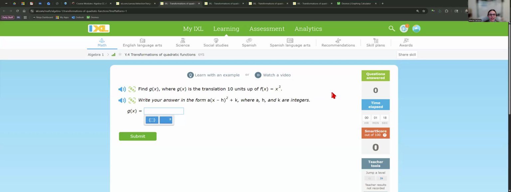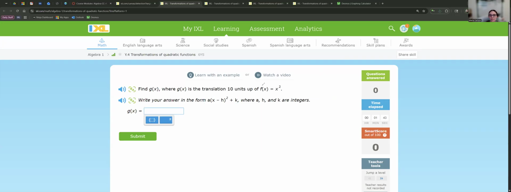In this video, I'm going to go through the IXL skill transformations of quadratic functions. So we're tasked to find g of x, where g of x is the translation 10 units up of f of x equals x squared. We're going to write our answer in the form a times x minus h squared plus k, where a, h, and k are integers. So this just basically means it's going to be this quadratic function in vertex form.